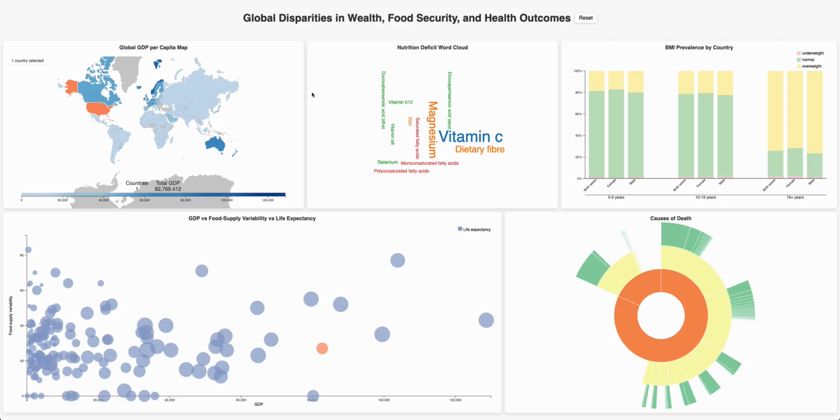So these are the dashboard functions. Next, I will guide you through how we can use this dashboard to achieve the goals we mentioned in the beginning.